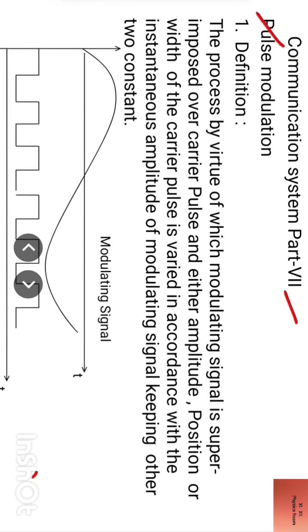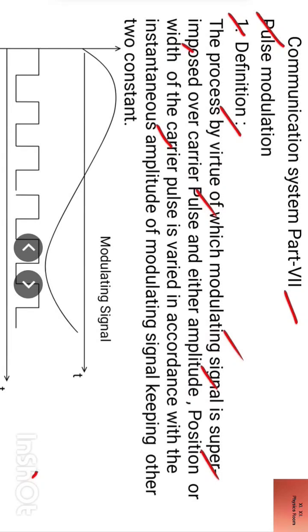Now what is pulse modulation? Let us define. The process by virtue of which a modulating signal is superimposed over a carrier pulse, and either the amplitude, position or width of the carrier pulse is varied in accordance with the instantaneous amplitude of the modulating signal, keeping the other two constant.